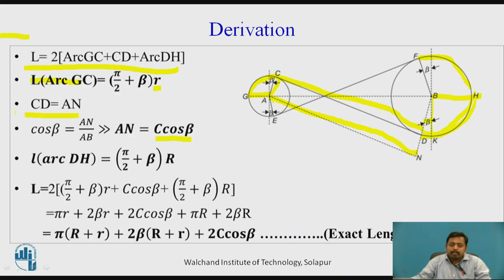So adding these three terms we get L is equal to twice of pi by 2 plus beta into small r plus C cos beta plus pi by 2 plus beta into capital R. So expanding these terms we get the length, that is pi into capital R plus small r plus 2 beta into capital R plus small r plus 2C cos beta. So this is the exact length of crossed belt drive.